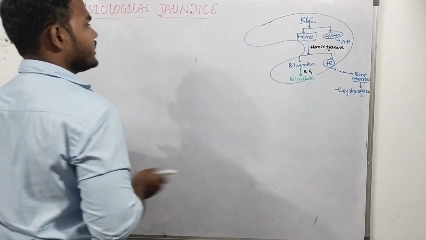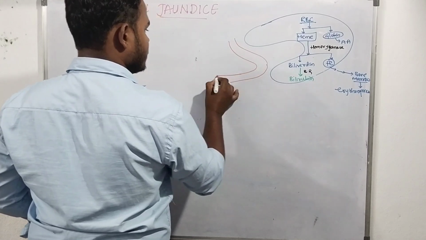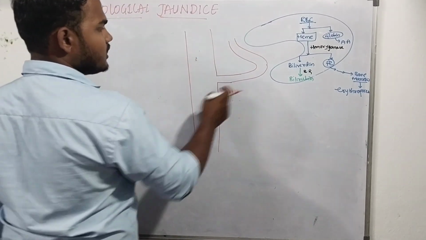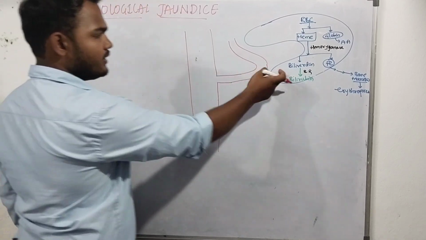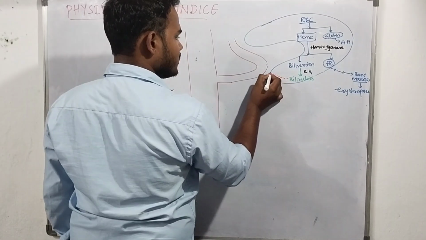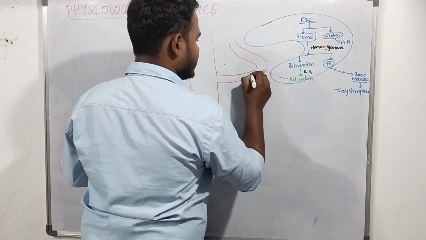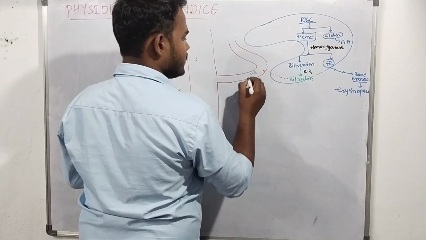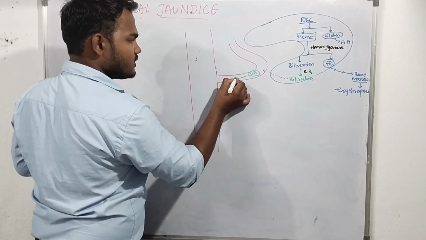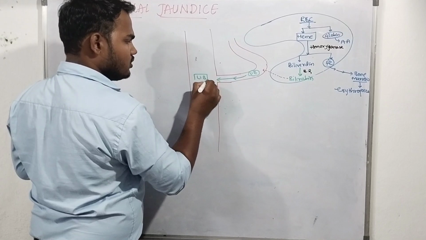Now let me draw the circulatory system. This is our central circulation. These are the capillaries coming from the spleen, and this is the big macrophage. Hypothetically, this bilirubin comes into the circulation. This bilirubin is unconjugated bilirubin, which comes into the central circulation.